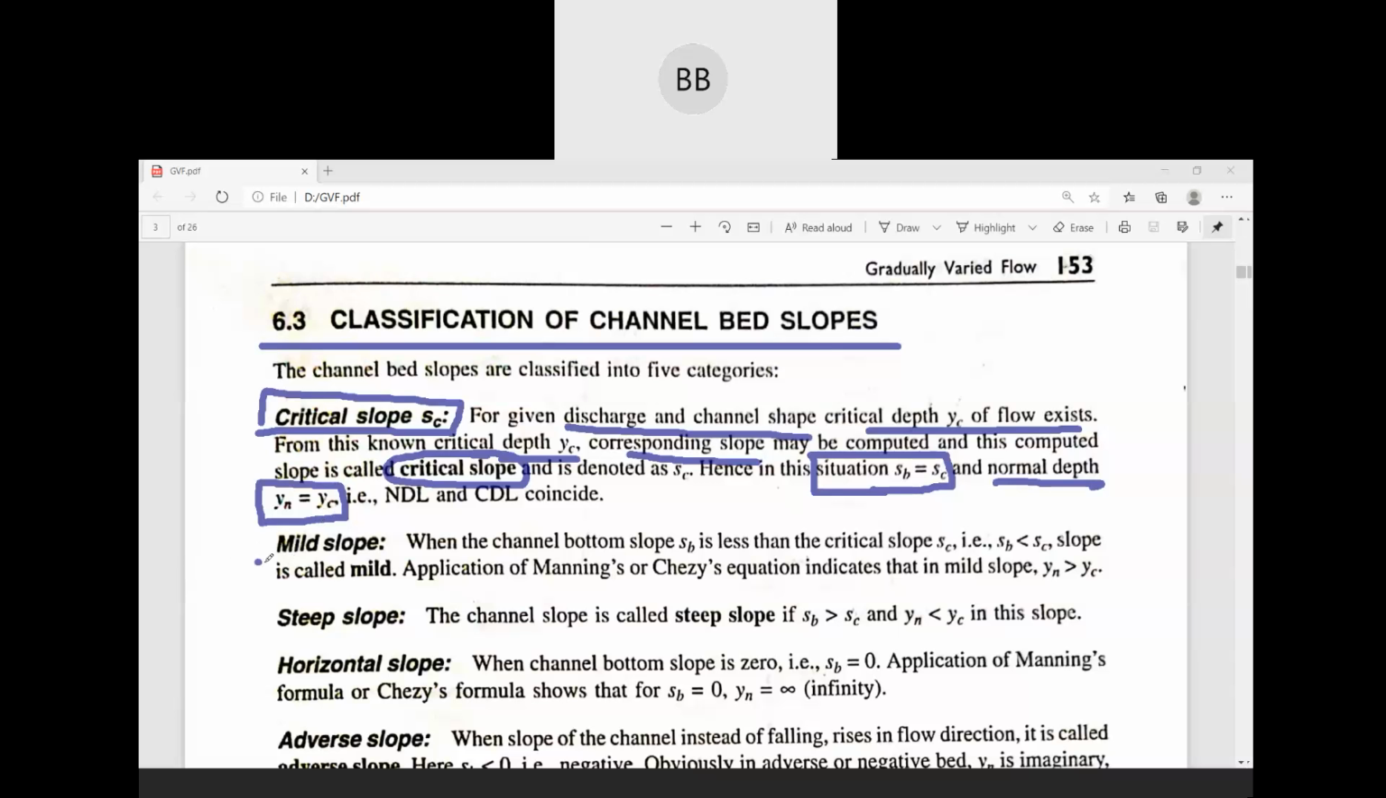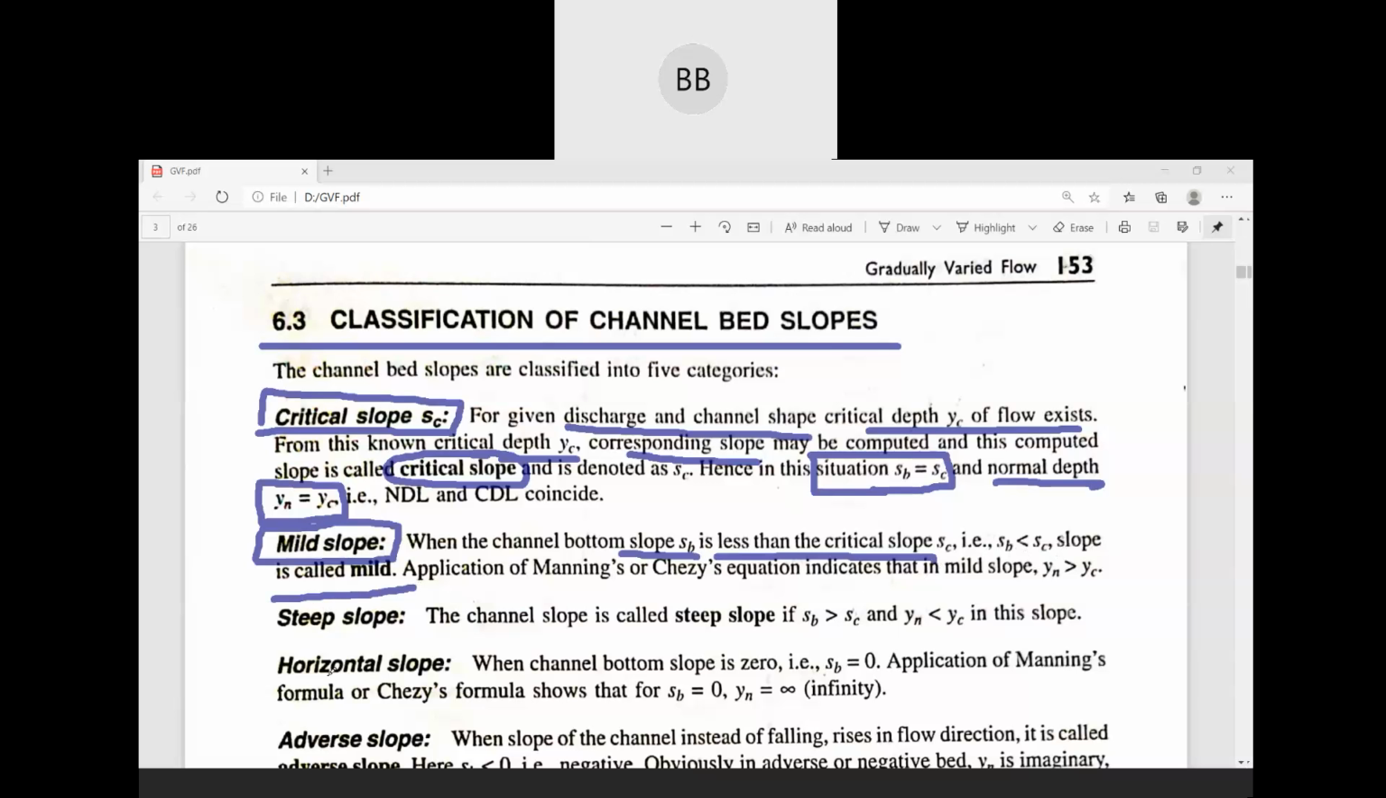Next is your mild slope. This mild slope is when your bottom slope SB is less than the critical slope. When your bed slope is less than your critical slope, that is SB is less than SC, the slope is called mild. In critical slope your SB is equal to SC, it's the same. If it is less than SC, then it's called mild. If it is greater than SC, it's steep.